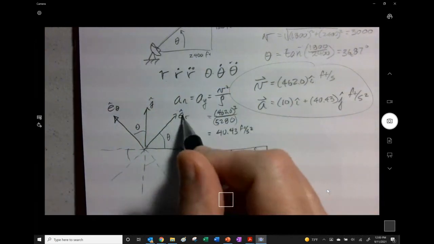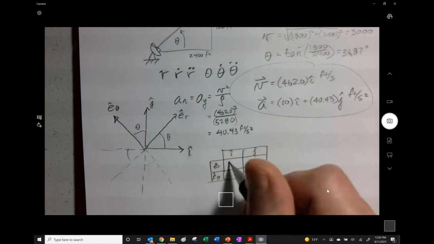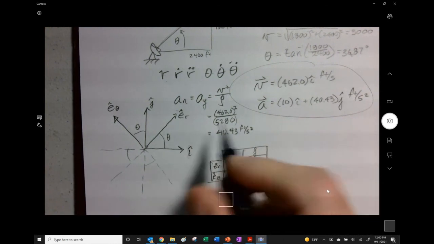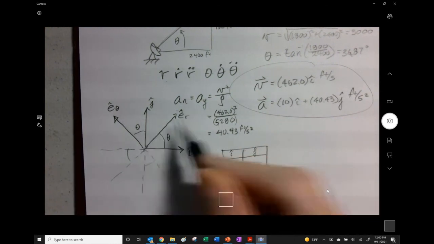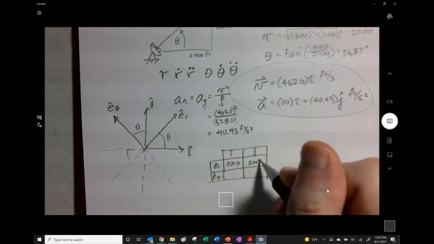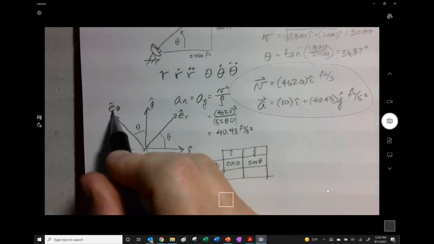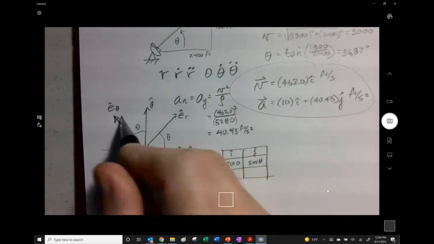And so we start out with our e_r. We see that it's cosine. e_r looks like it's going to be sine. And then we go e theta. Oh, looks like it's negative sine.